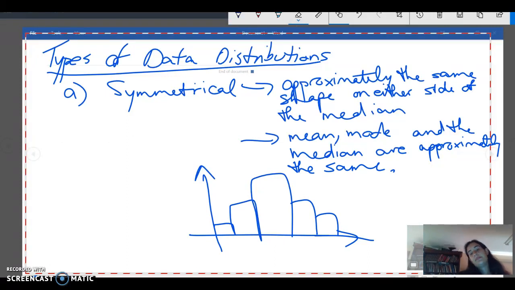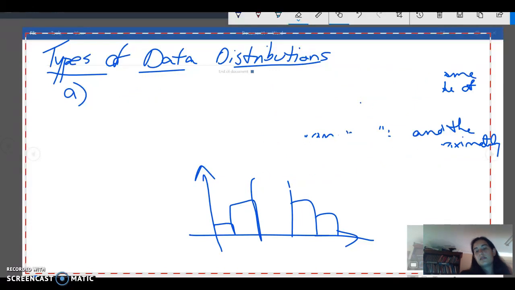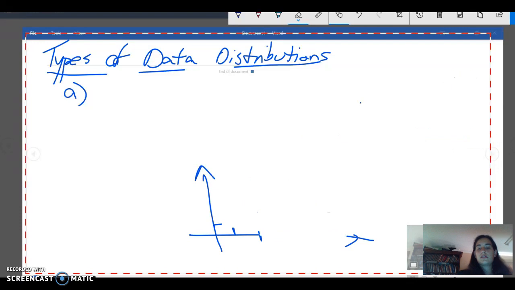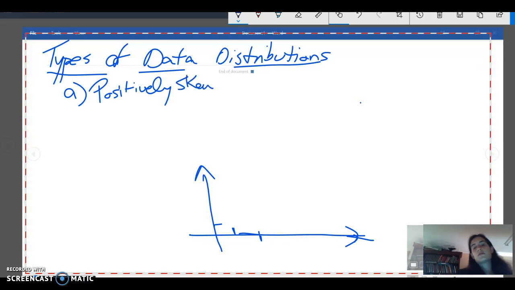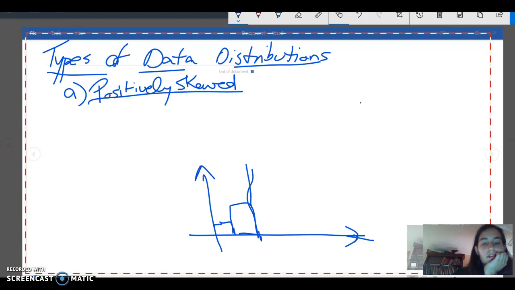Okay, there are different types. Remember you can pause the video if you haven't copied it, just pause it, copy. Now we're going to talk about a different type. It's called positively skewed. When that happens, the data is skewed or spread out to the right of the median.